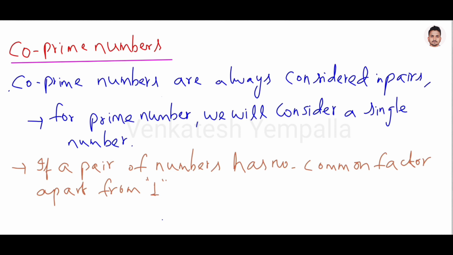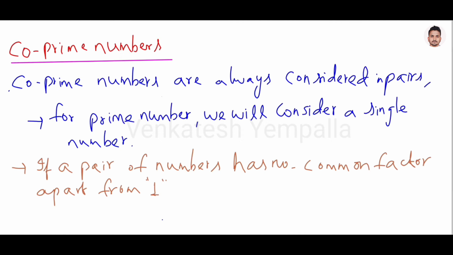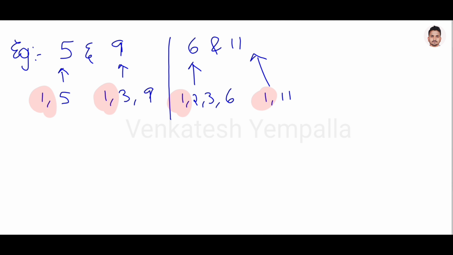Co-prime numbers are a pair of numbers that has no common factor other than 1. We have seen an example for that: 5 and 9. Though 9 is not a prime number, it comes as a co-prime. Why? Because for prime numbers we consider a single number, for co-primes we consider pairs. That is why 5 and 9 come under co-prime numbers. Same example, 6 and 11. 6 is not a prime number, but when we compare the factors of 6 and 11, we get 1 as the common factor. That is why they are called co-prime numbers.